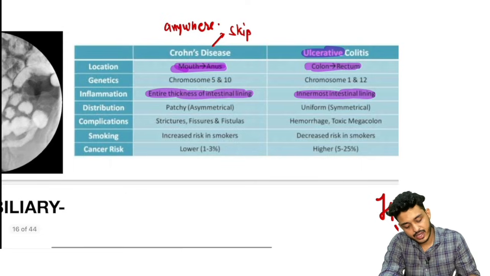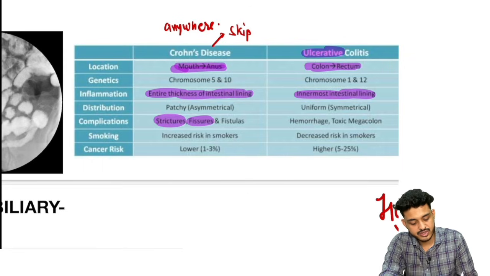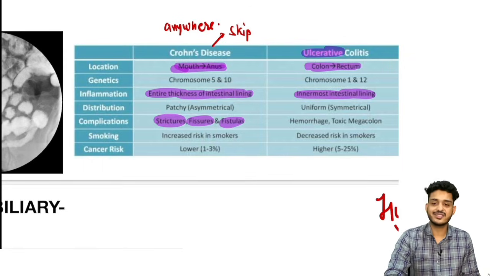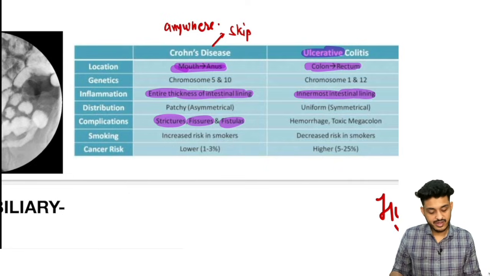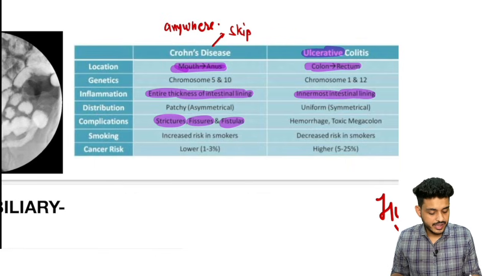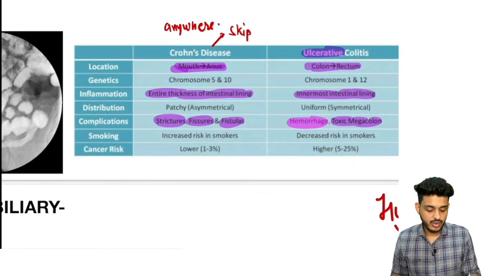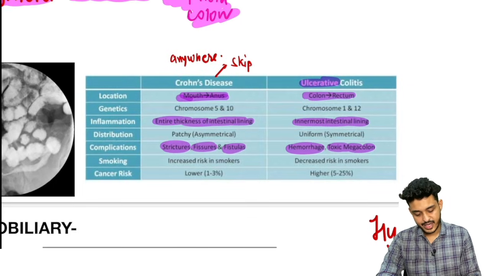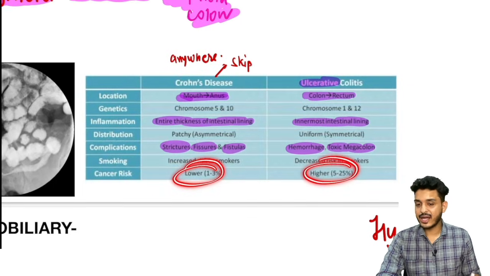Here you can have complications like stricture formation, fissure formation, and fistula formation, which are abnormal connections. Whereas in ulcerative colitis, you can have toxic megacolon and hemorrhages, right? It can have a high risk of cancer.